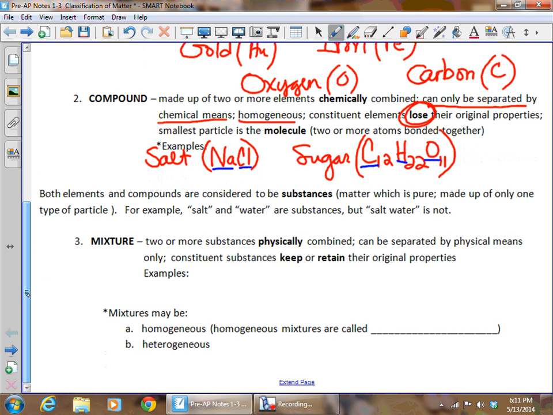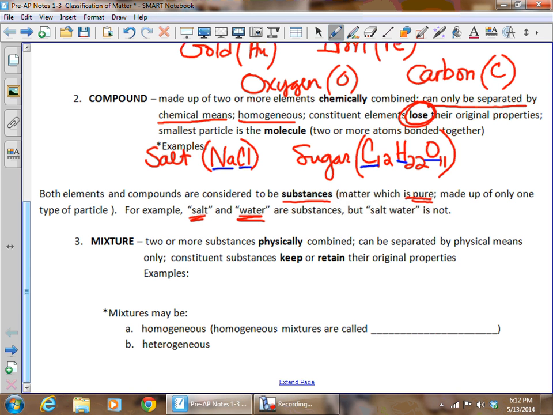Both elements and compounds are considered to be substances. Substances are pure. They're made up of one kind of matter. They're either made up of all the same atom, or they're made up of all the same molecule. For example, salt is a substance. It's all NaCl particles. Water is a substance because it's all H2O molecules. But salt water is not. Salt water is not pure. It's made up of two different kinds of particles.